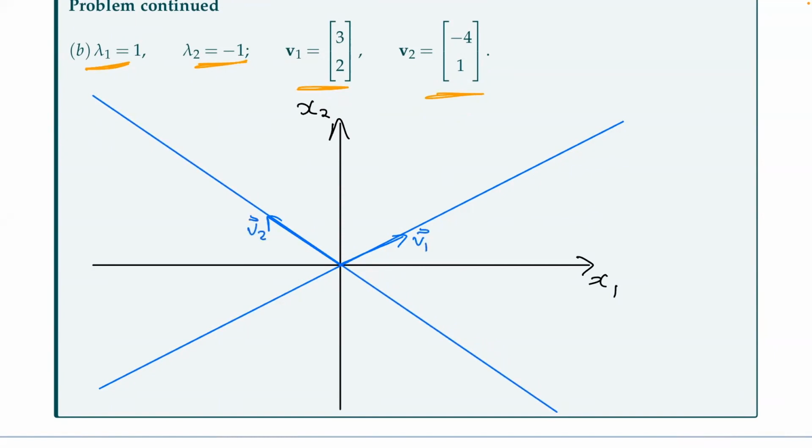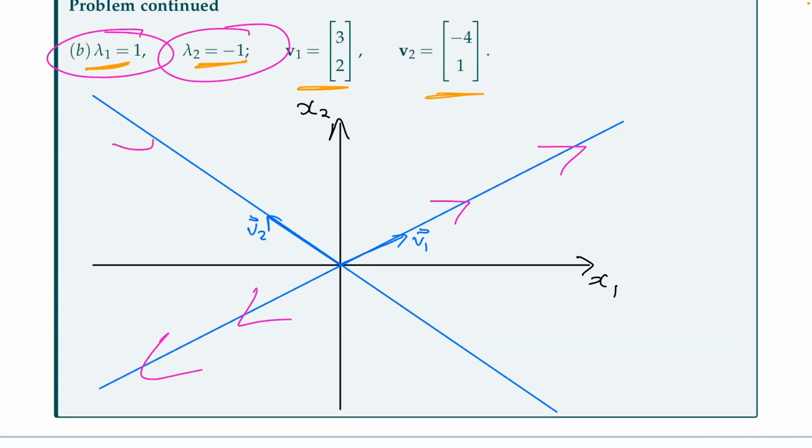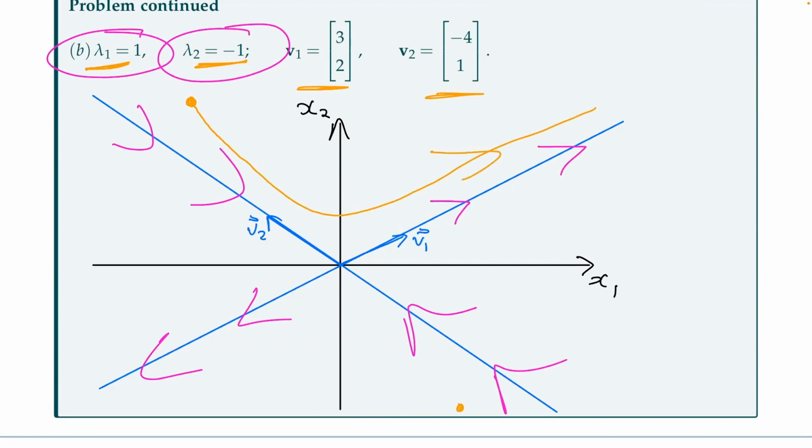What about our arrows? Well, on V1, because lambda 1 is positive, we move away from the origin. Lambda 2 is negative, so we move towards the origin. So if I draw some trajectories, suppose I start over here, I'm going to move towards the origin, but then eventually get pulled away like this. Here, again, I move towards the origin, but then pulled away here. So you see that my V1 is dominant, because we always eventually get pulled in the direction of V1.